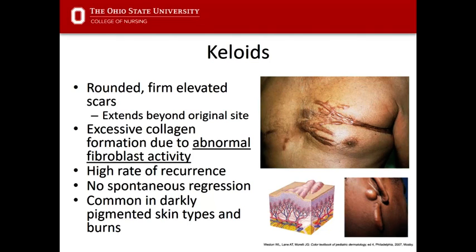So keloids tend to appear after a stable scar is already formed. So the wound is healed, but those fibroblasts keep making that collagen. With keloids, there's usually an excessive amount of type 1 and type 3 collagen. This can lead to fibrosis, and it also can lead to a little bit of inflammation as well.